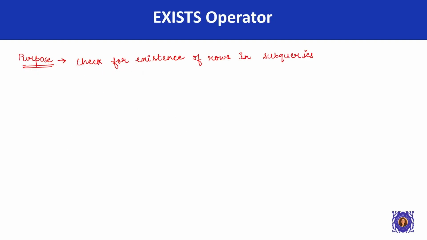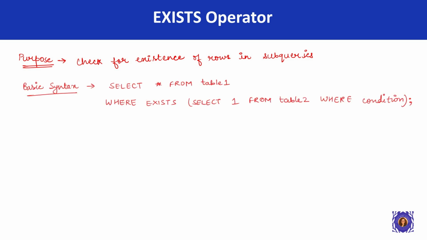The exists operator in SQL is used to test for the existence of any rows returned by a subquery. Its primary purpose is to efficiently check if a subquery produces one or more rows, without actually retrieving the data from that subquery. It returns true if the subquery returns any rows, and false if it returns no rows. The basic syntax involves selecting data from your main table 1 where the exists operator is applied. Inside the exists clause, you place a subquery, typically select 1 for efficiency, from table 2 with a condition that links it back to the main query.